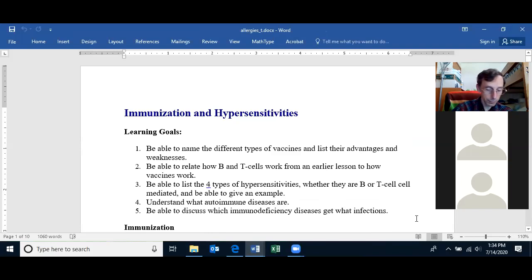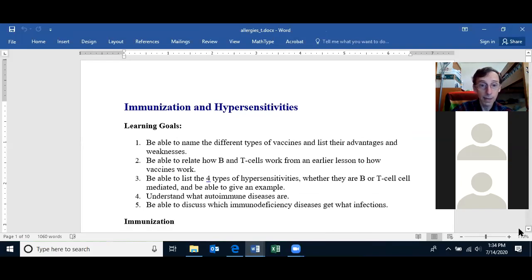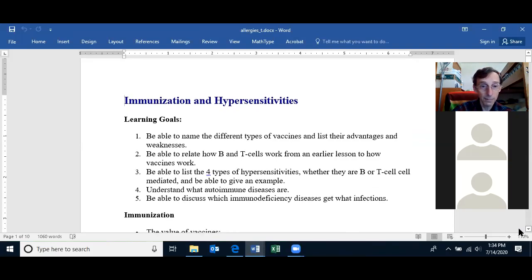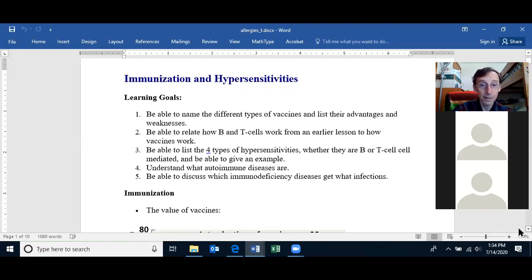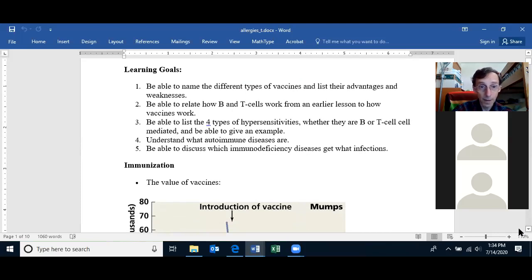So this is showing you a rough outline and the major learning goals for Host Defenses 3. It's going to be looking at immunization and hypersensitivities. Be able to name the different types of vaccines and list their advantages and weaknesses, meaning there are 3 types of vaccines and they all have advantages and weaknesses. Learn how vaccines work and how they stimulate the B and the T cells.